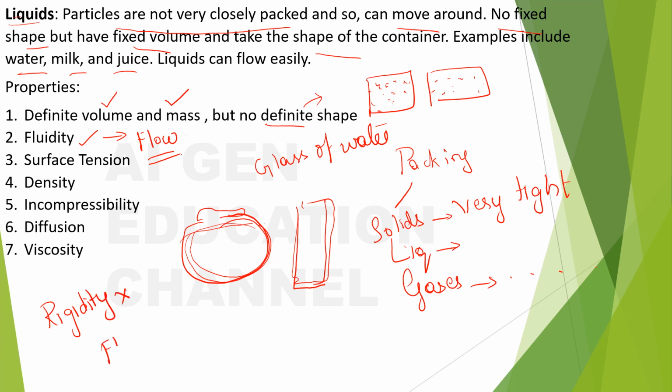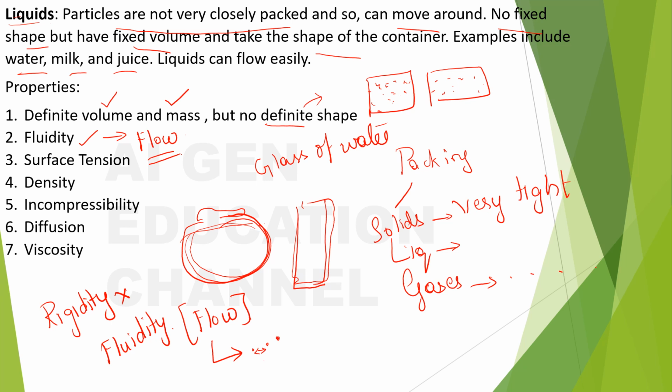Rigidity and fluidity are opposites. Fluidity means to be able to flow. Particles can flow if they are a bit loosely packed. I don't say that they are very loosely packed like gases, but they are a bit loosely packed. That is, the attraction between the particles is a bit less.